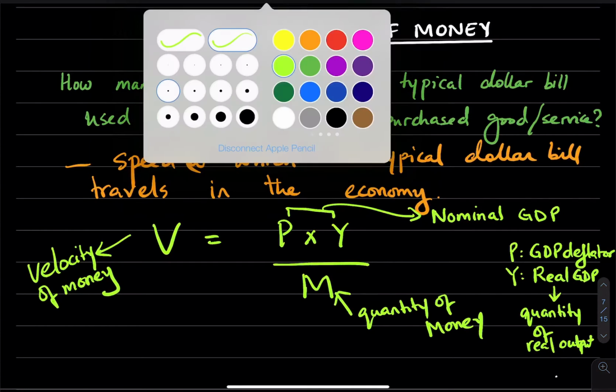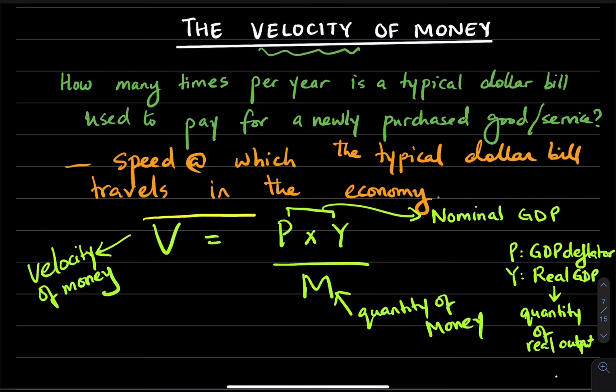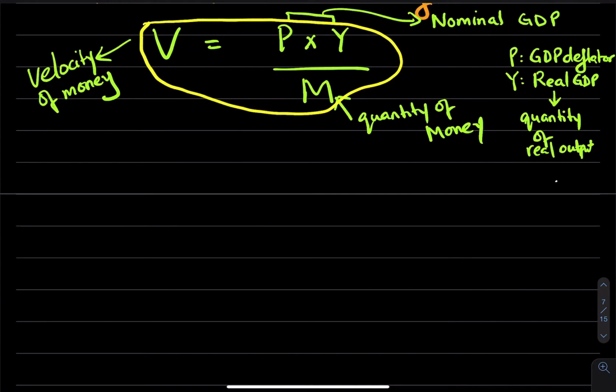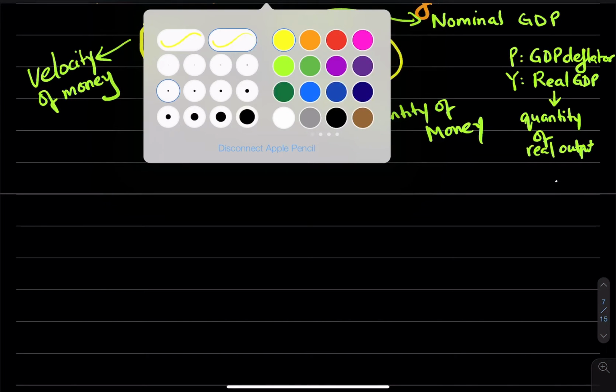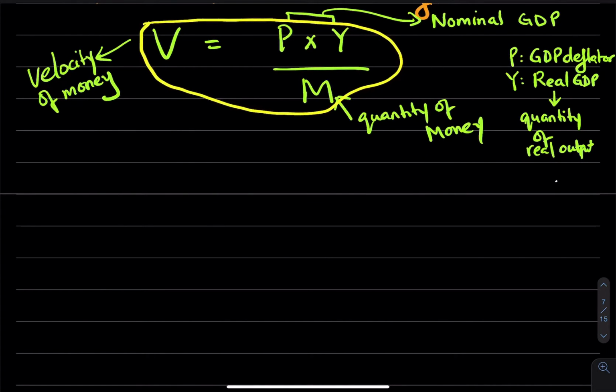So we have this formula that says velocity is equal to P times Y divided by M. You want to remember this because this is what we're going to be using a lot. Now, to understand why this type of formula makes sense, we can try to use a simple example. So imagine that an economy is only producing burgers. And let's say we produce 100 burgers in a year.